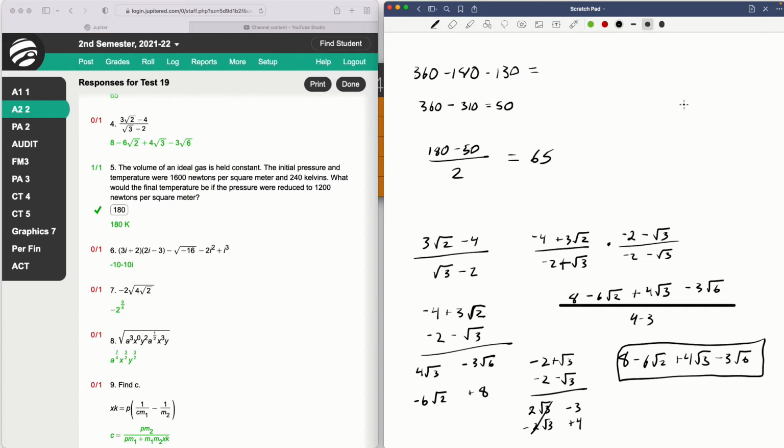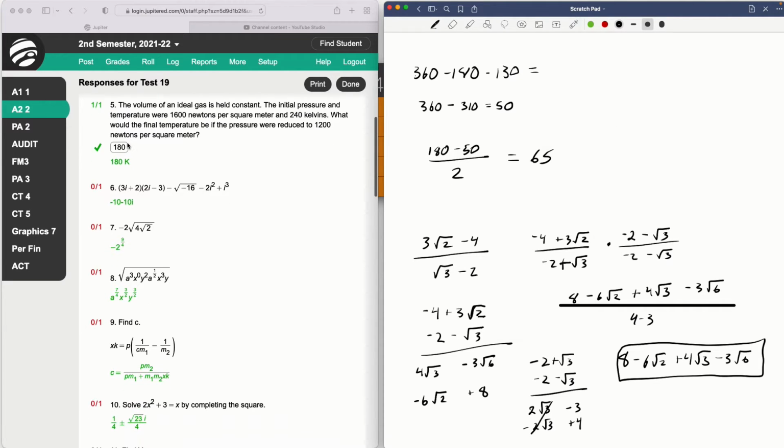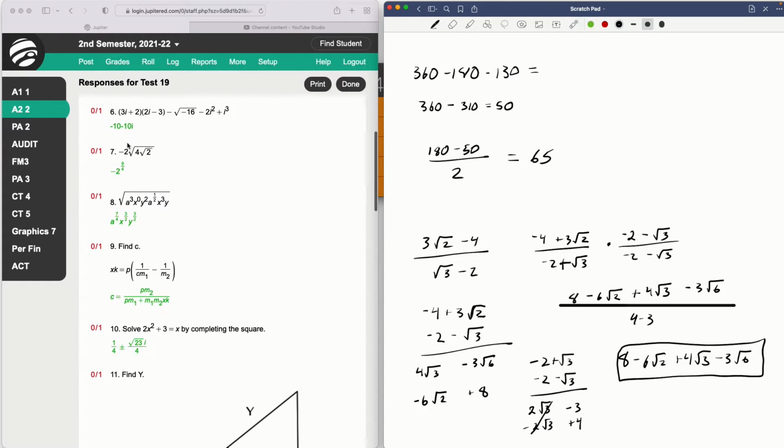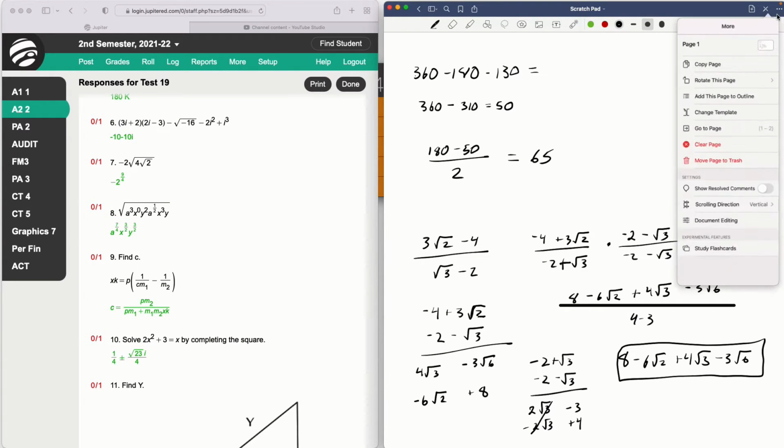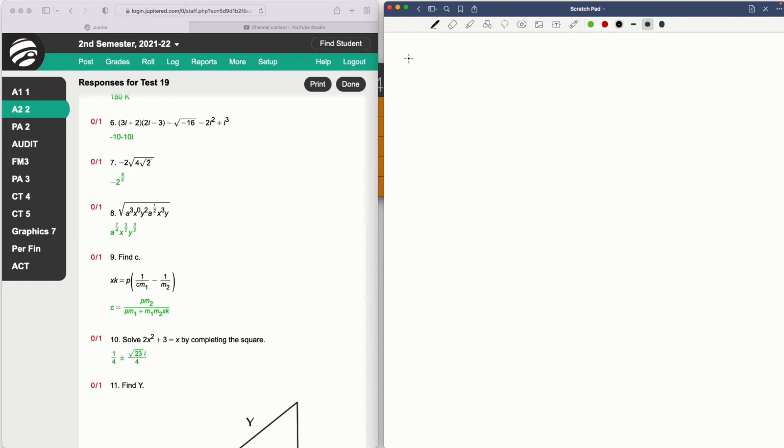Alrighty then. That was number 4. You got number 5 correct, all by yourself. Let's look at number 6 and clear the page. So we have 3i plus 2 times 2i minus 3.